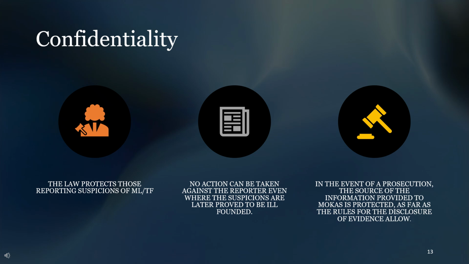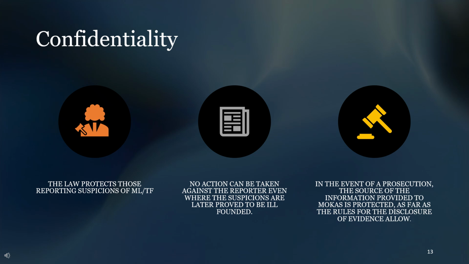If there is uncertainty, firms should require law enforcement agencies to obtain a court order before sharing any information beyond what was initially reported. In the case of prosecution, the identity of those providing information to MOCAS remains protected to the extent that disclosure rules permit. MOCAS prioritizes safeguarding the confidential relationship between law enforcement agencies and firms, recognizing its importance in maintaining the integrity of the disclosure system. The source of financial disclosures is kept confidential to protect reporting firms and sustain trust in the reporting process.